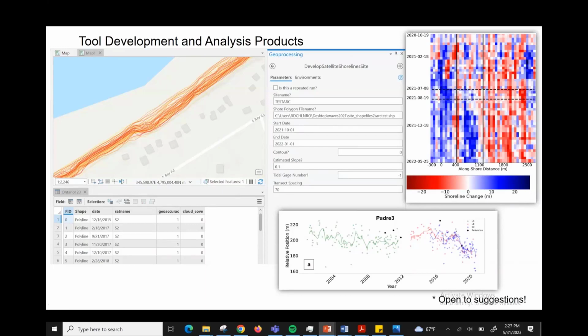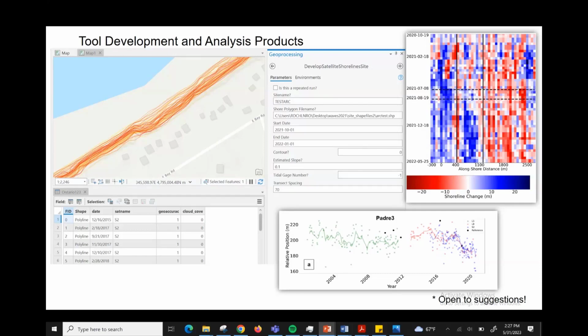We do store all the imagery, associated CSVs. So it can be a pretty hefty chunk of data, right? Depending on your time interval and your site. If you're in a fair weather place, you're going to have more data, less clouds. But yeah, this is the current desktop tool, and I'll mention our next goal after that.